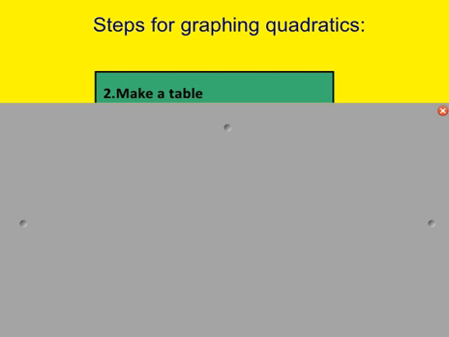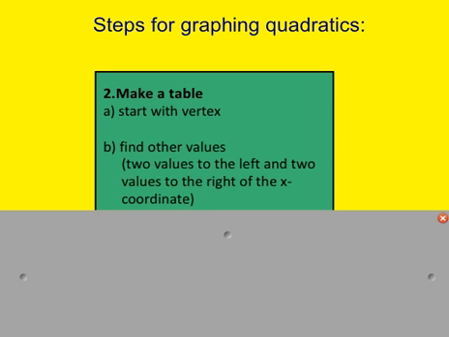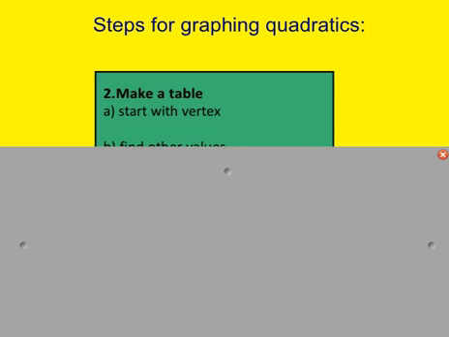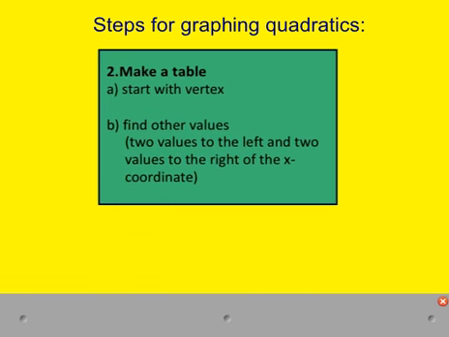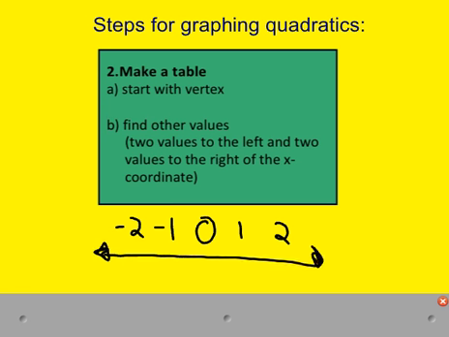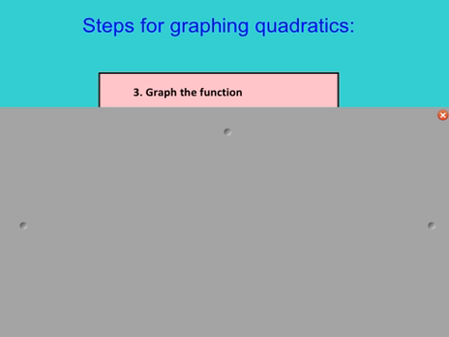Number 2, we make a table. Alright, we've got tables given to us. And we start with the vertex. Alright, now it says here, find other values. 2 values to the left and 2 values to the right. Alright, so if I start at 0, 2 values to the left would be negative 1 and negative 2, and 2 values to the right would be 1 and 2. So you could think of it as a number line, if you're thinking about a number line. I used to always say just go over 1, up 1, whatever. Alright, you've got to figure it out.